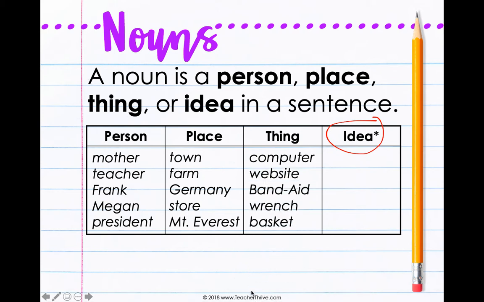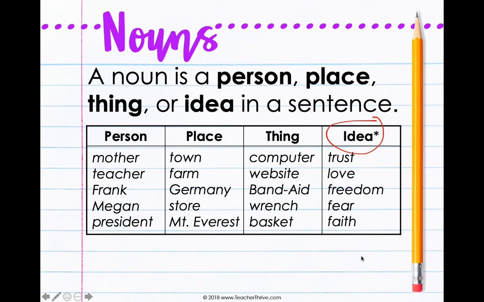These are things that you use every day: a computer, a website, a Band-Aid, a wrench, a basket. Now, these are all things that we're pretty comfortable with, right? The one that starts to get kind of tricky is right here at idea. So I'm going to pull these up. Trust, love, freedom, fear, faith.